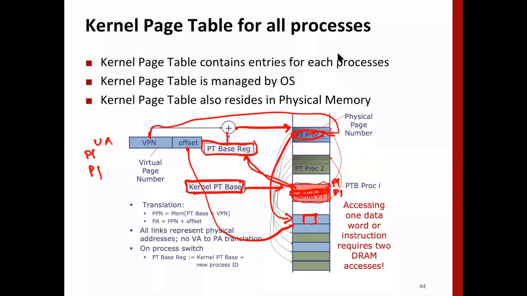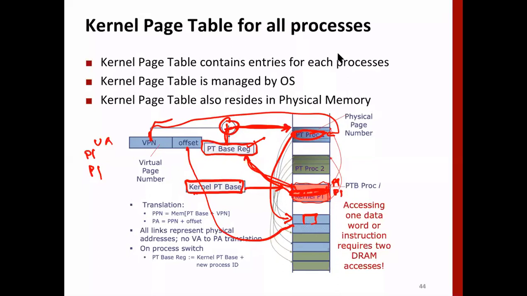Now this value must be loaded somewhere, because this process is active. It means that every memory access, this will be used. So this will be put into a register, and using the register, this gives a starting address, and then you simply add the VPN number to this, and you get a particular page table entry.